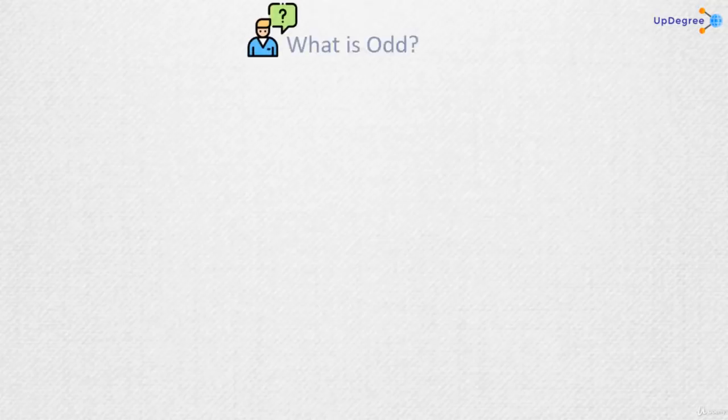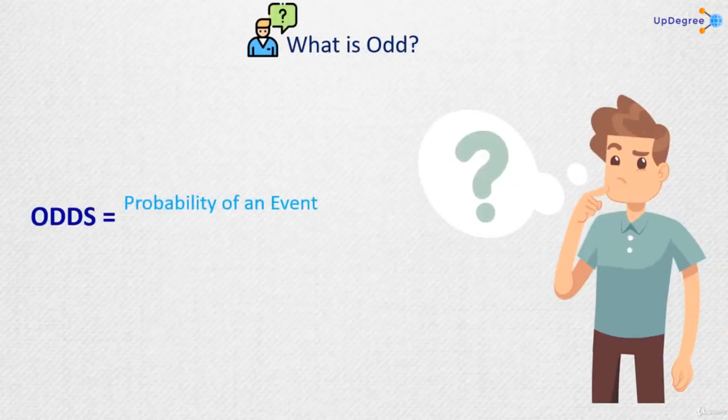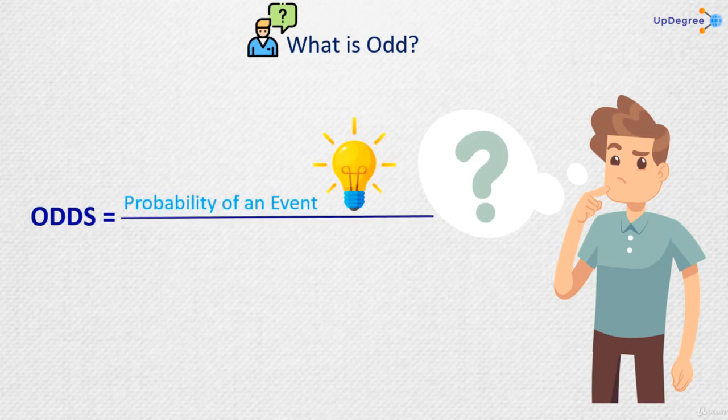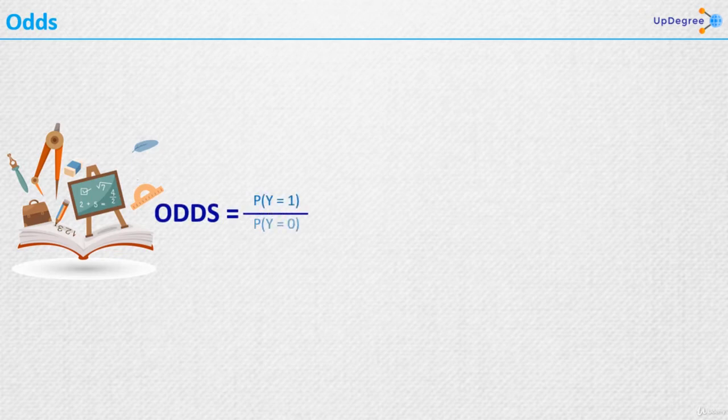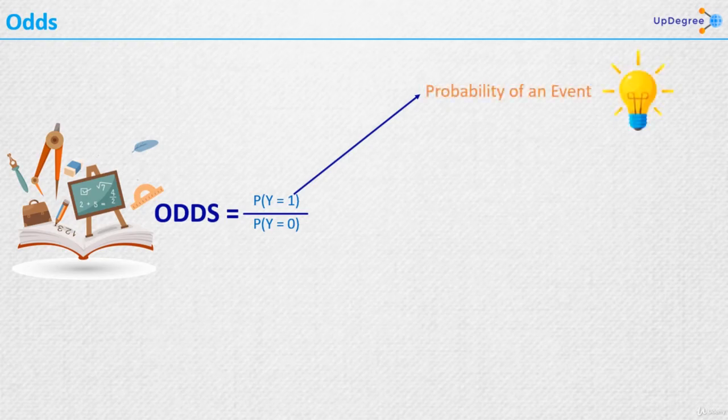Now what are odds? Odds is the ratio of the probability of an event divided by the probability of a non-event. Mathematically, it can be represented as odds equal to probability y equals 1 divided by probability y equals 0, where probability y equals 1 denotes the probability of an event and probability y equals 0 denotes the probability of a non-event.